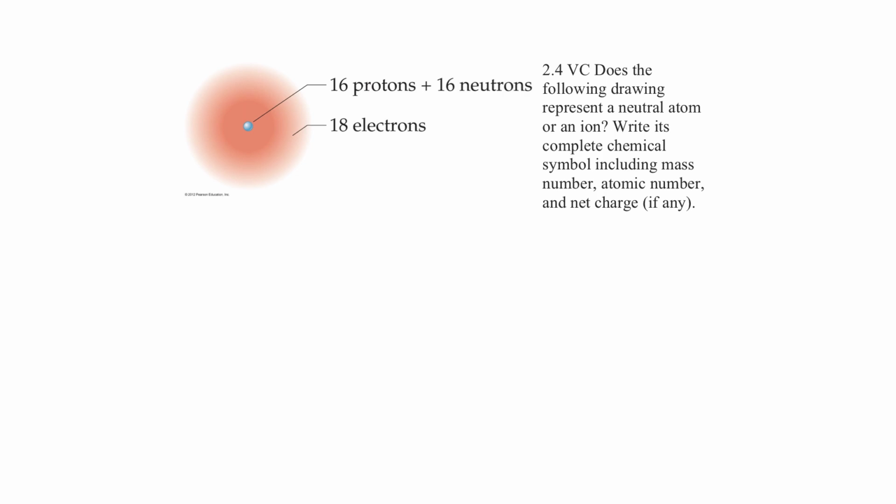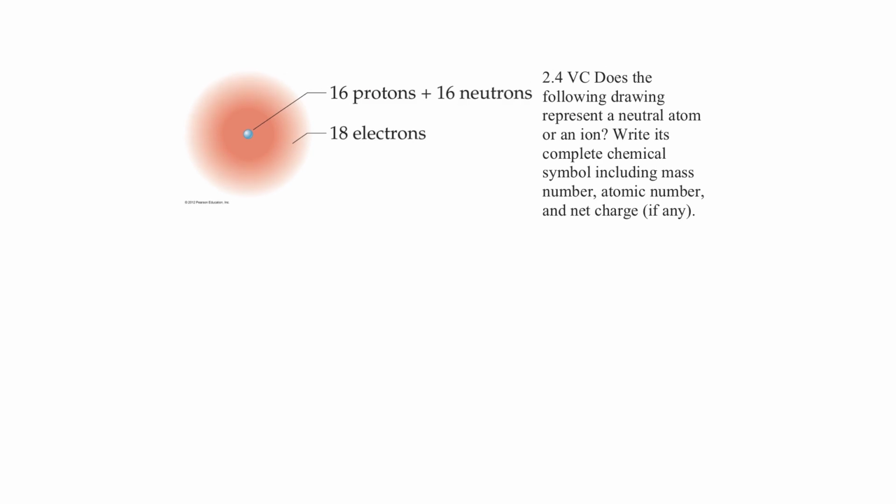So in this case, we have 18 electrons, and we have 16 protons. That means we have 2 negatives. Okay, so this is going to be an ion. So we know that already. We know that this is an ion. And we also know that it's a negative ion, so it's an anion. But what element is it?